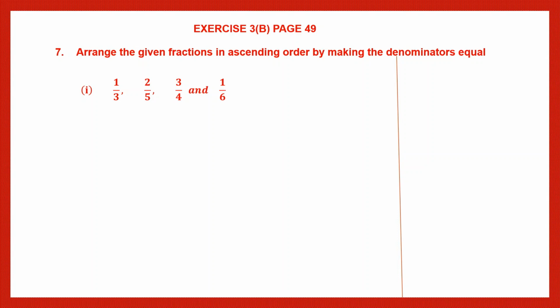So we have 1 by 3, 2 by 5, 3 by 4 and 1 by 6. Now as you can see, the denominators are all different. Now here they are saying make the denominators equal. To make the denominators equal, we have to find the LCM of all the denominators. So let's do that now. So the denominators are 3, 5, 4 and 6. So let's find the LCM of these denominators.